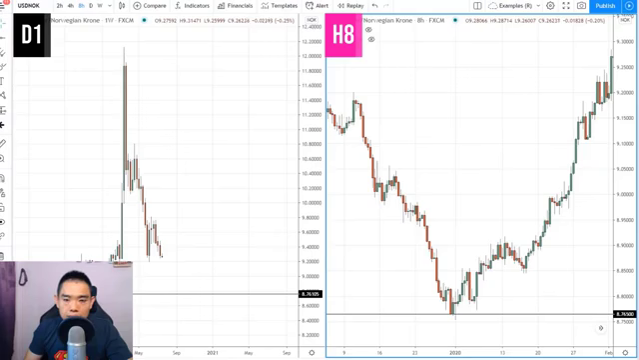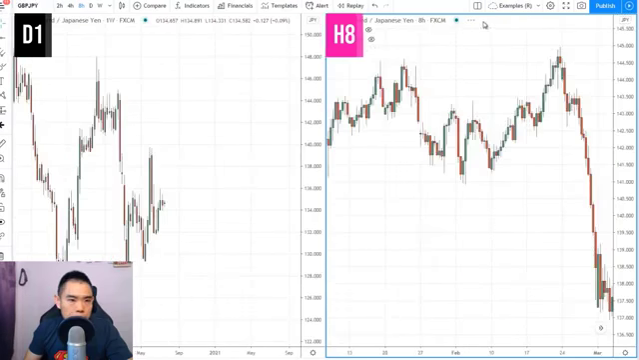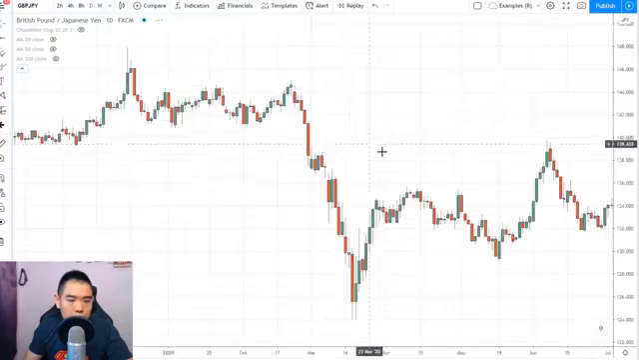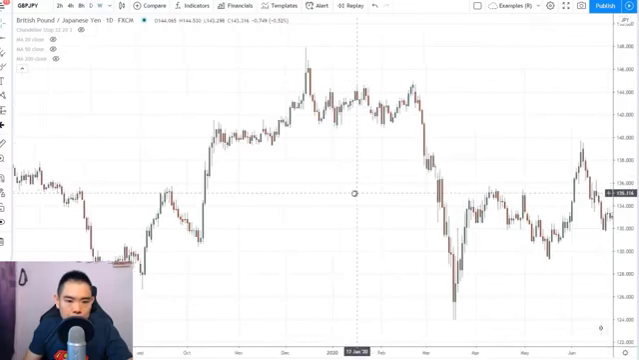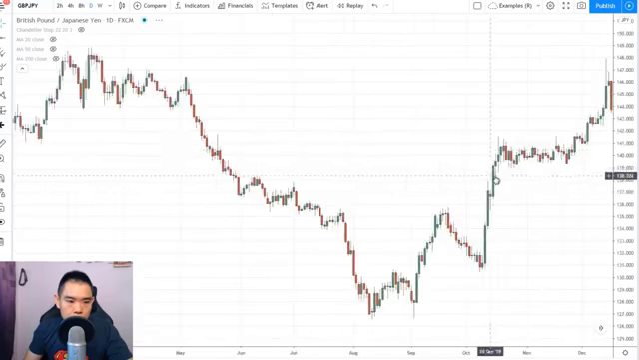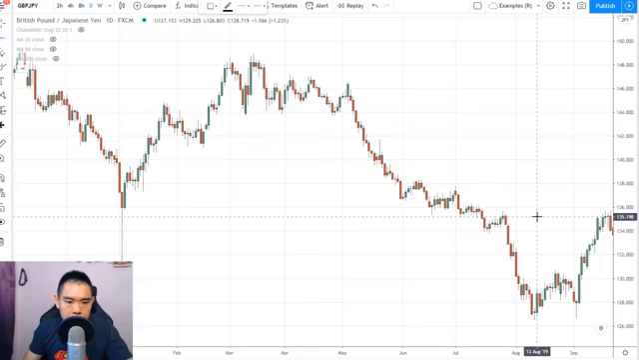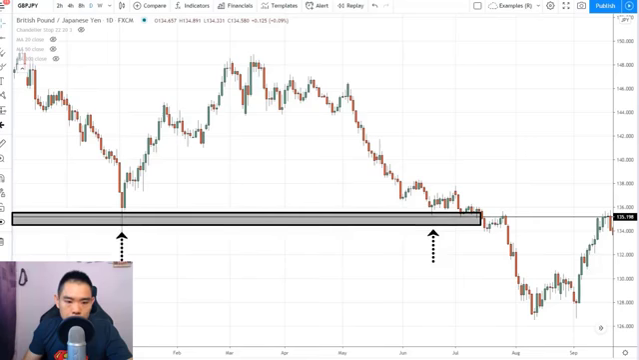So another example, pound yen. Let me just go to pound yen and make the chart big again. Okay, so pound yen, daily time frame. I want you to see this portion here. At this point, price has come into this previous support that could act as resistance. Previous support acts as resistance.